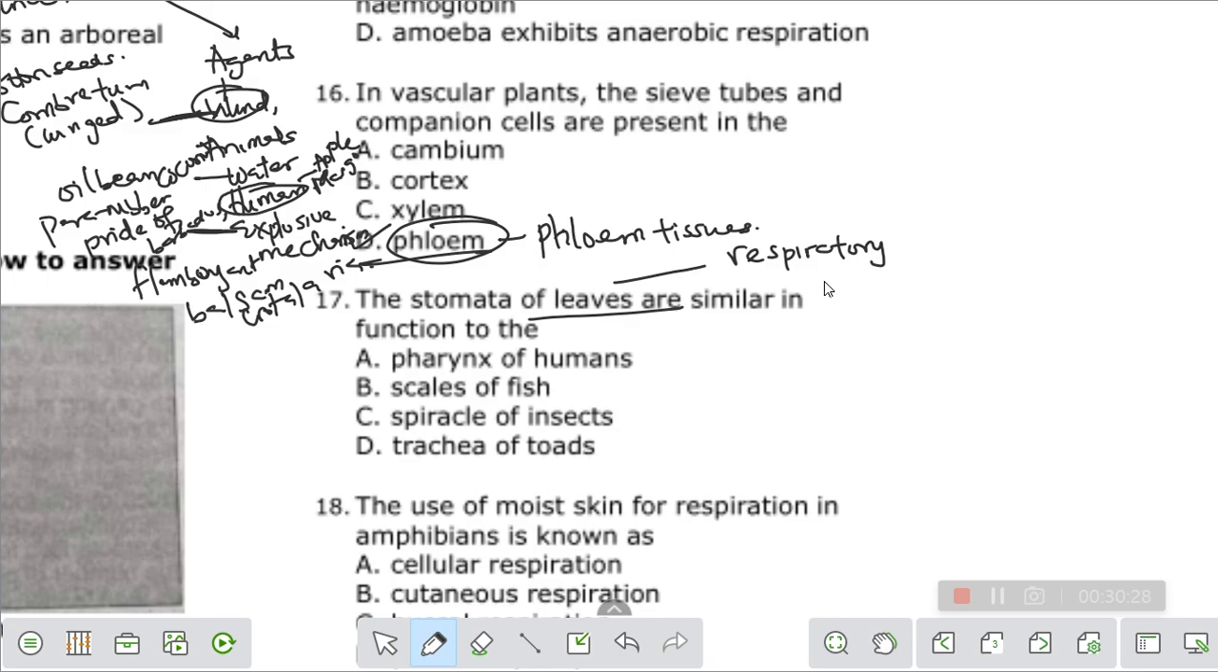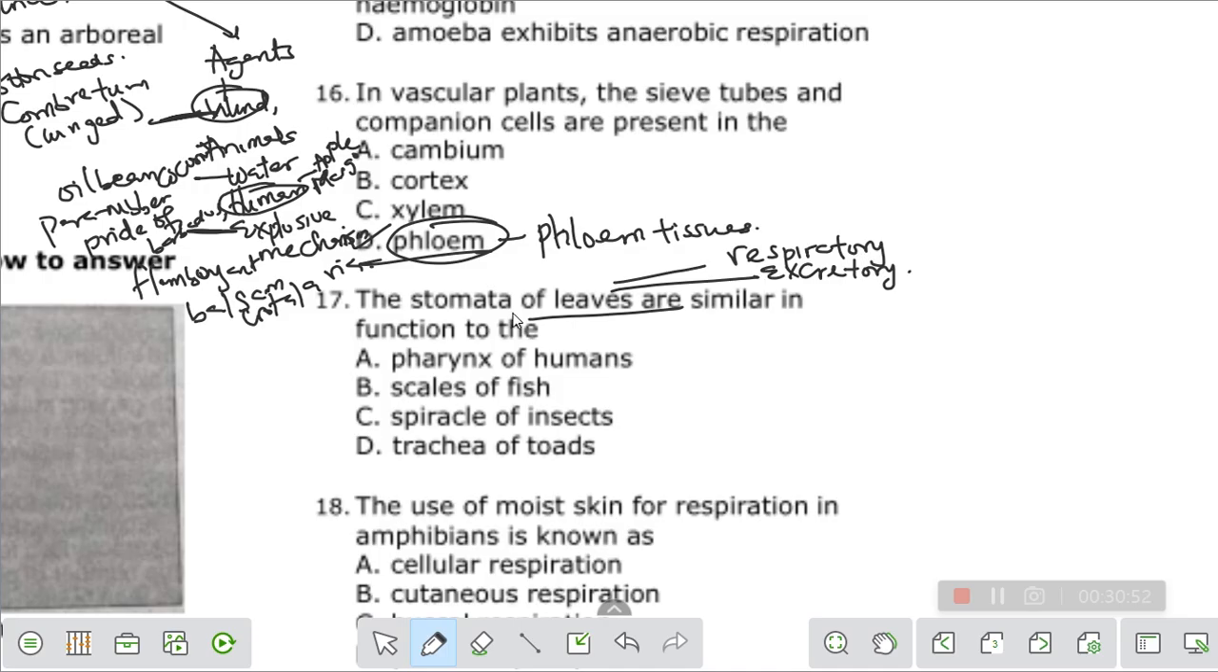So the stomata of leaves are similar in function to: A, pharynx of humans; B, scales of fish; C, spiracle of insects; D, trachea of toads. If you look at all the answers they've given here, you see that all of them are like contrary.